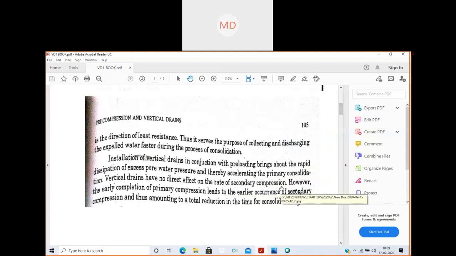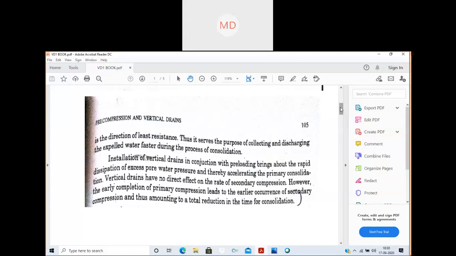So you see, these things I have already discussed: along with preloading, the vertical drain is installed to achieve a faster result, and this vertical drain installation does not affect the secondary consolidation directly. You all know that consolidation is basically classified as primary and secondary. So once the primary consolidation process is over, then only the secondary process starts. Okay, I will not go into much detail about this primary and secondary, just because you know these things already.